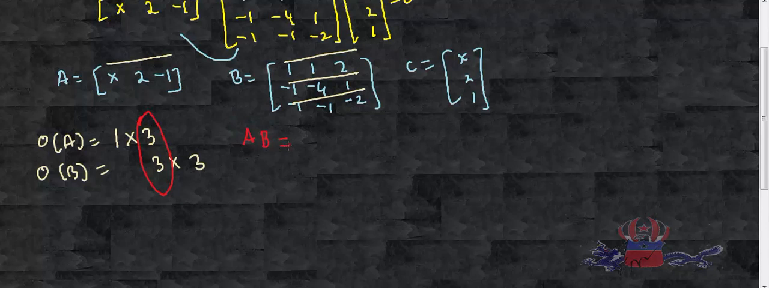This is a very good practice. So this conveys to the examiner that you know the concept. So coming back to the problem, matrix A is x, 2, negative 1.